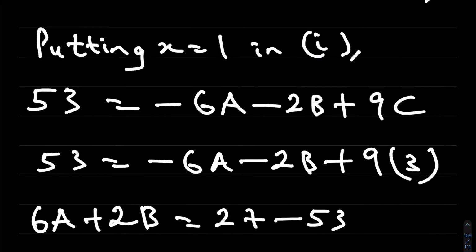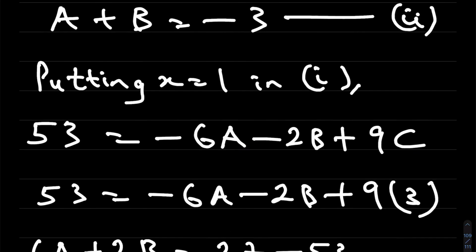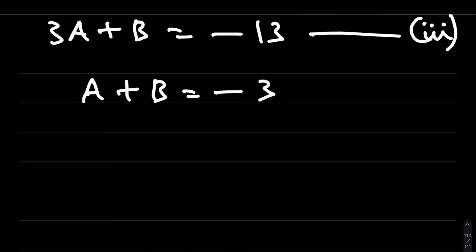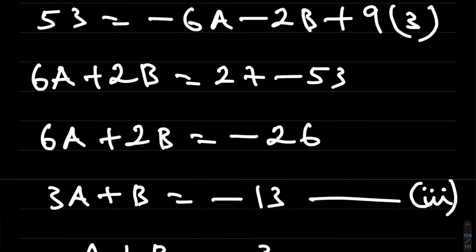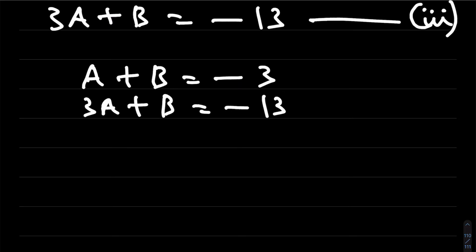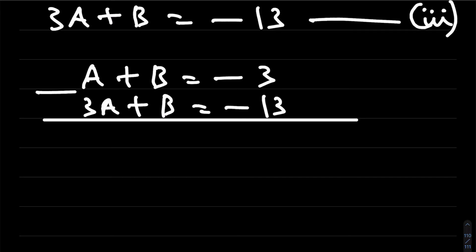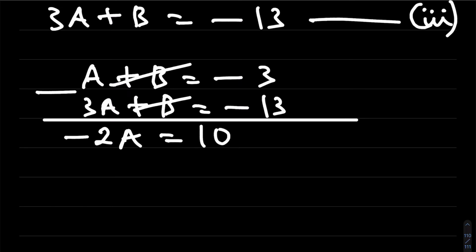Now I want to solve equations 2 and 3 simultaneously. Equation 2 is a plus b equals minus 3, and equation 3 is 3a plus b equals minus 13. Now how do we solve those simultaneously? I can subtract equation 2 from equation 3. That means 2a, b minus b is 0. Minus 13 minus minus 3 is the same as minus 13 plus 3, which is minus 10.